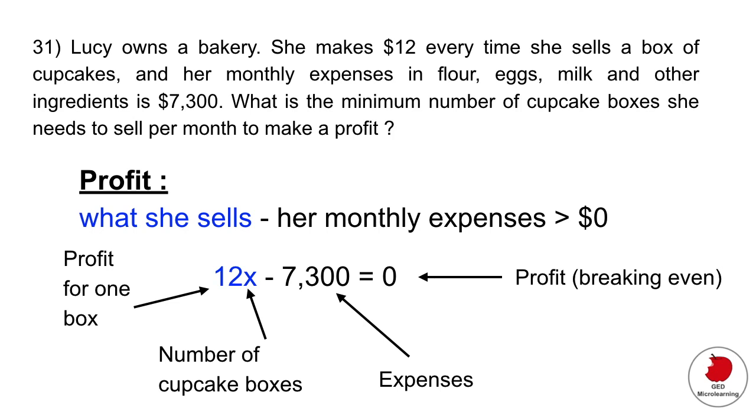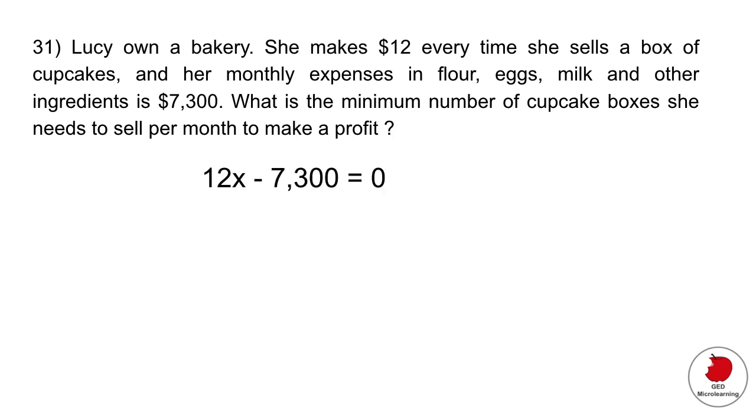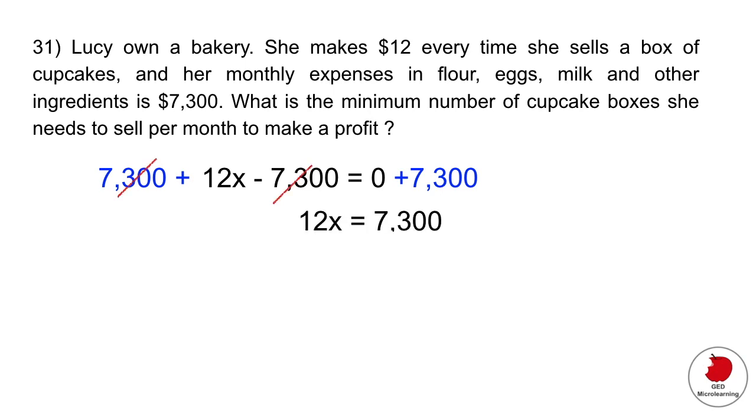So, just to make it simpler, let's first calculate how much she would have to sell to break even. We'll put that equation equal to 0, and then this is pretty easy now. We're going to add 7,300 on the left, do the same thing on the right, cancel that out. That gives you 12x is equal to 7,300. In order to solve for x, we're going to isolate it, dividing both sides by 12, and that gives you that x is equal to 608.